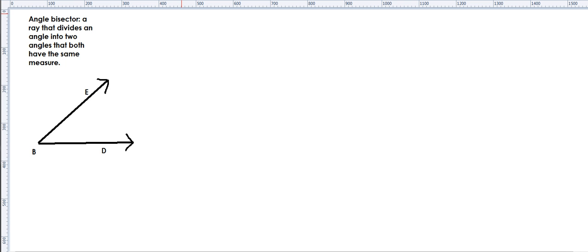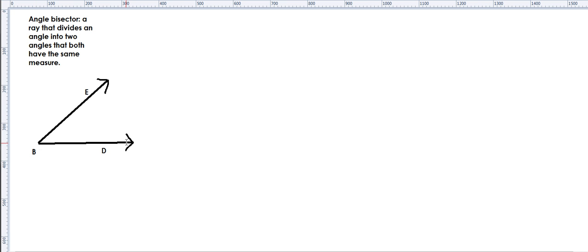Another terminology that I want to tell you guys about is an angle bisector. Basically, an angle bisector is a ray that will divide an angle into two equal parts, into two angles that have the same measure. So I'm going to demonstrate this with this picture down here.